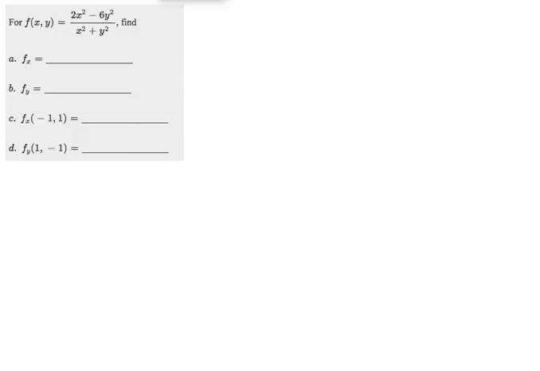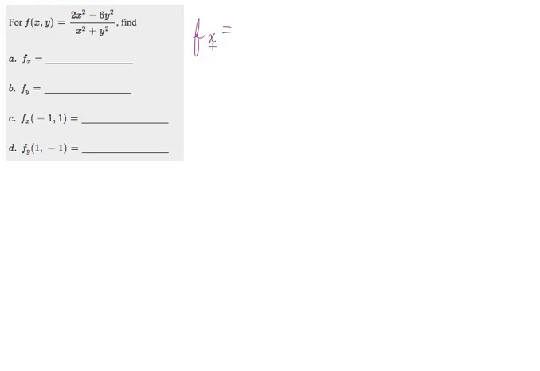So in this problem, we want to find the partial derivative with respect to x and y, and then at these 2 points. Okay, so f of xy is defined as this rational function here. So in order to differentiate, we're going to have to use the quotient rule. Okay, so let's start with the partial with respect to x.